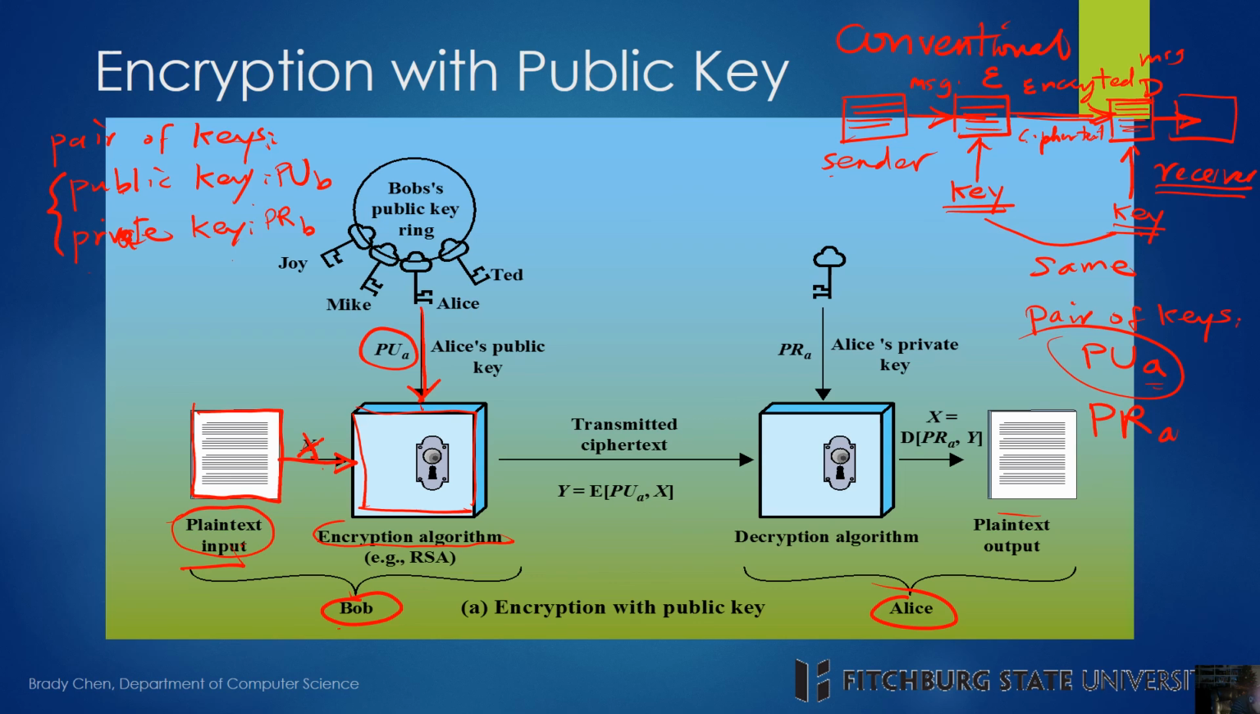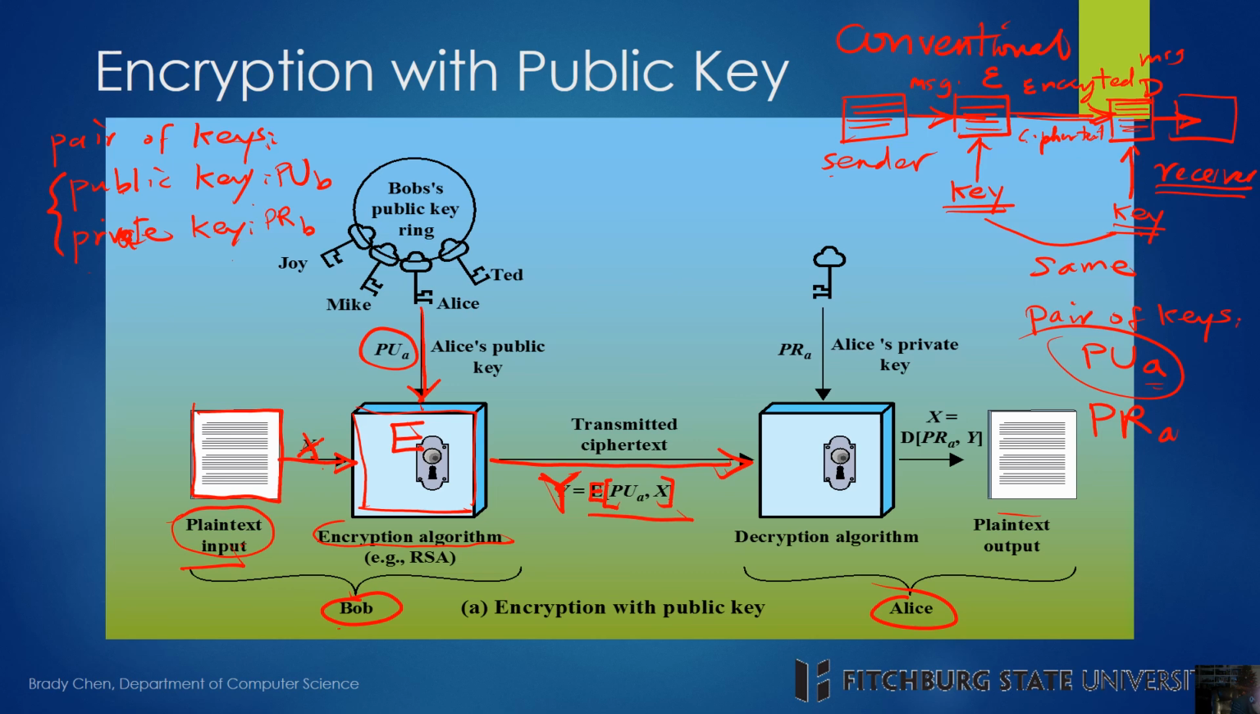So then it generates something called a ciphertext, which is an encrypted message. Now we can represent the encryption algorithm as E, like a math function. The E is going to take Alice's public key and the plain text that Bob wants to send to Alice. That's the ciphertext.